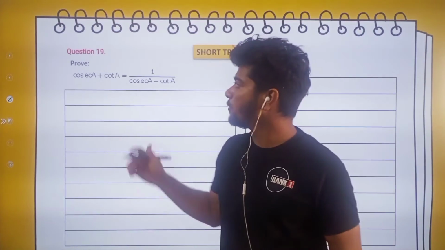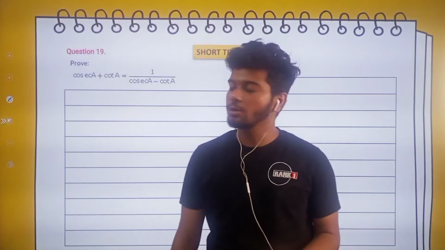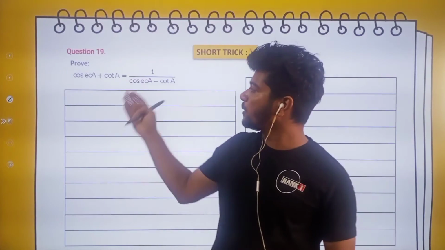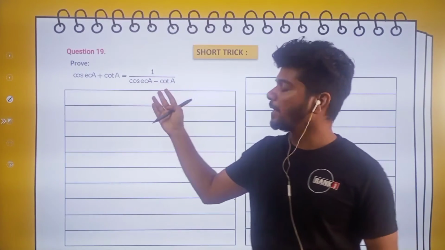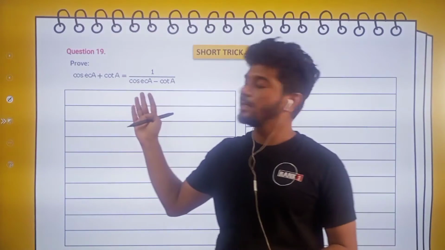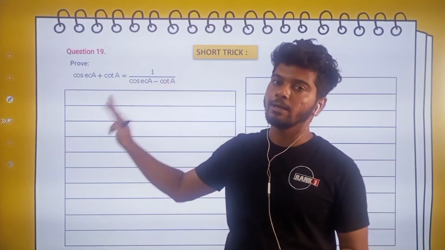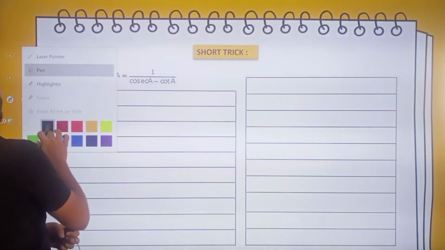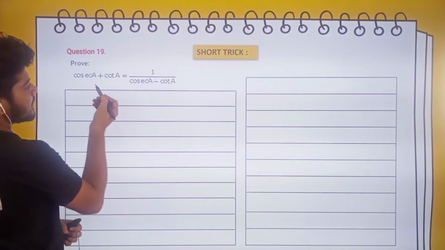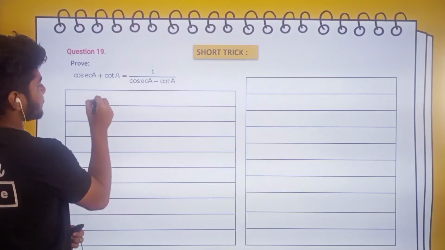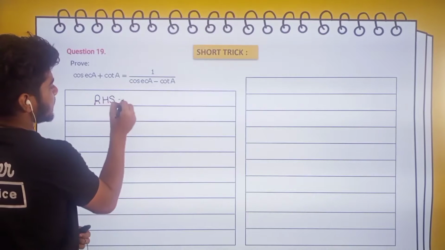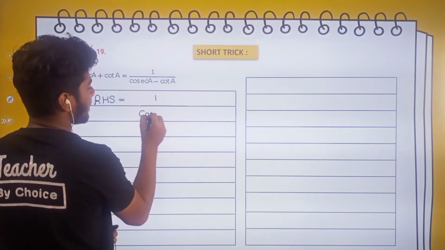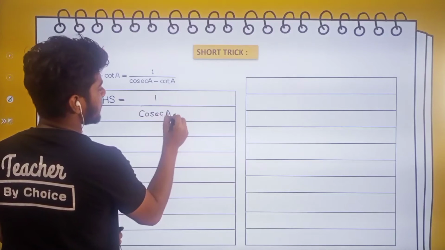Whatever question is given, cosec a plus cot a is equal to 1 upon cosec a minus cot a. Either you can start with LHS or you can start with RHS. Basically you need to convert them in terms of sine and cos. Let's see how we solve the sum. It is easy. We'll start with RHS first. What is given in RHS? 1 upon cosec a minus cot a.